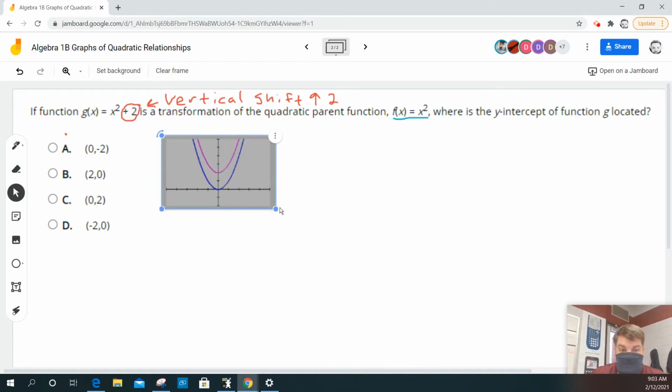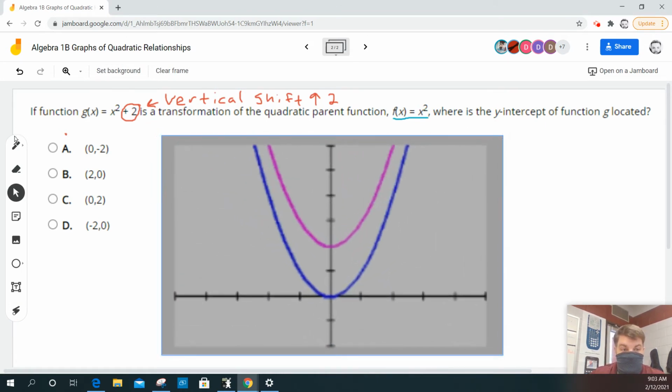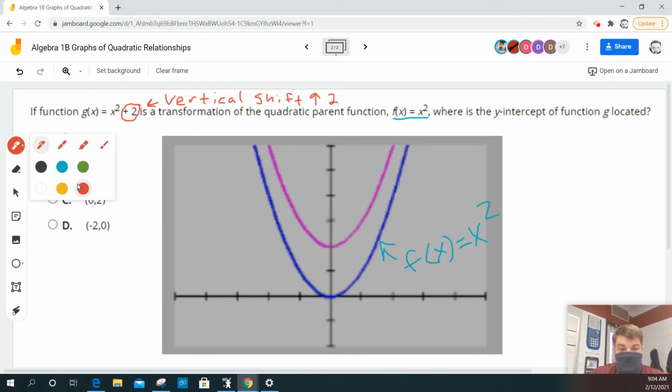When I look at this graph, here's my parent function, f of x, which is equal to x squared, okay? And then the purple line is shifted up 2 units, right? So if you see here, it's shifted up 2 units, just like I said it would be. So that went up 2 units. And that is g of x, which is equal to x squared plus 2.